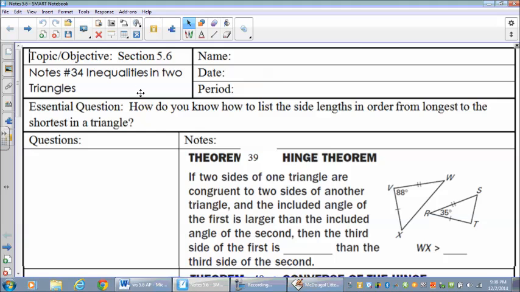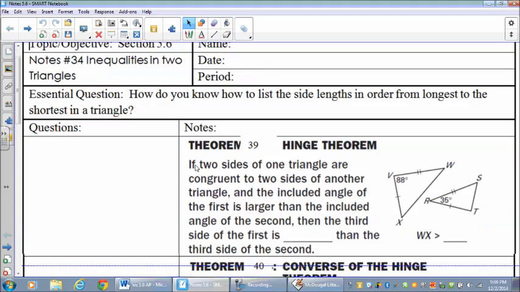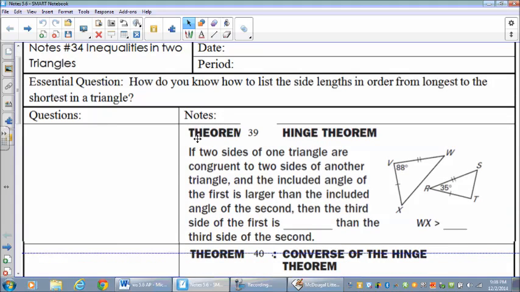Okay, this is Geometry Section 5.6, Notes 38, Inequalities in Two Triangles. Yesterday was just one triangle. Today is two triangles. So make sure you do your name, date, and class period right here, please. And your essential question is, how do you know how to list the side lengths in order from longest to shortest in a triangle? You should know that from yesterday.